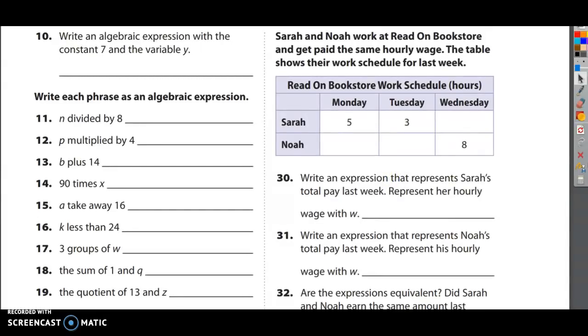Sarah and Noah work at Read On Bookstore and get paid the same hourly wage. The table shows their work schedule for last week. On Monday, Sarah worked and Noah didn't.